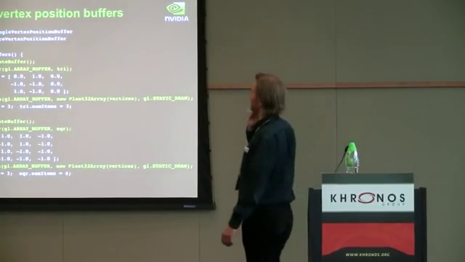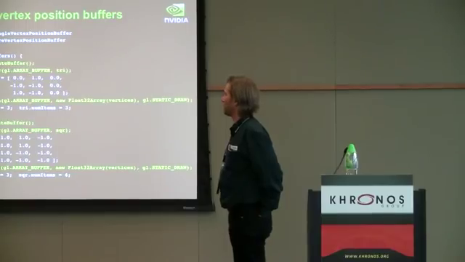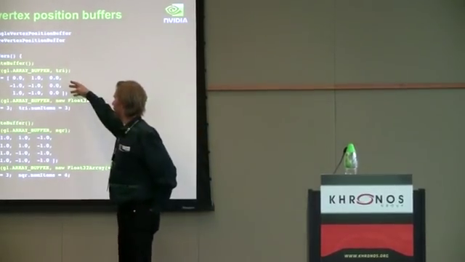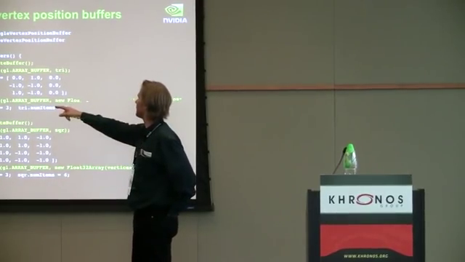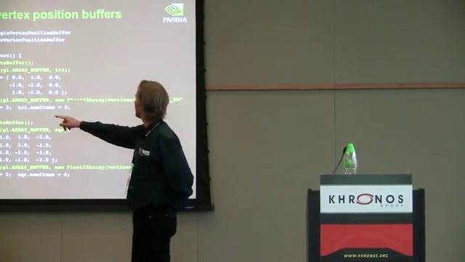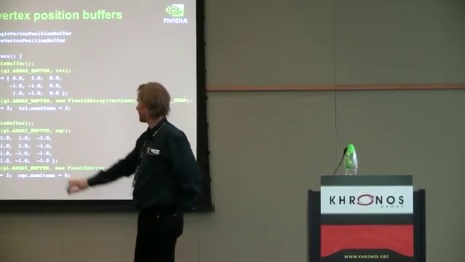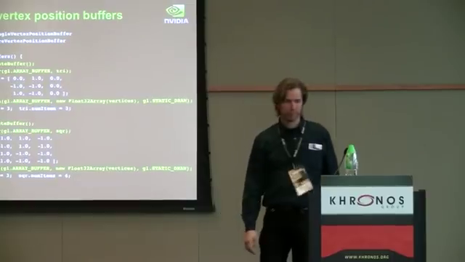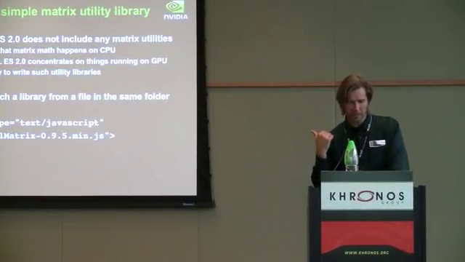This init buffers initializes the vertex buffers. So here are the vertex data for a triangle, and we put those vertices into this array, and do the same thing for the square. And then this is the second file that's used.